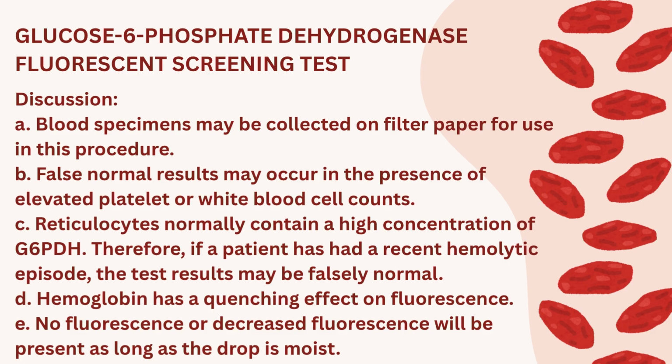False normal results may occur in the presence of elevated platelet or white blood cell counts. Reticulocytes normally contain a high concentration of G6PD. Therefore, if a patient has had a recent hemolytic episode, the test results may be falsely normal. Hemoglobin has a quenching effect on fluorescence, and no fluorescence or decreased fluorescence will be present as long as the drop is moist. Once dry, the fluorescent spots on the filter paper are stable for several hours but will begin to fade within 24 hours.